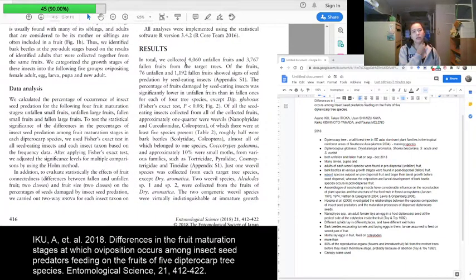Okay, results. We'll sort of skim over the results and then we'll read the discussion a bit better, I think. So they collected over 4,000 fruits, unfallen fruits, and almost 4,000 fallen fruits. That's quite a bit. The signs of seed predation, etc. The percentage of fruits damaged by seed-eating insects was significantly lower in unfallen fruits than the fallen ones. We'll take that line. We'll just check that in there.